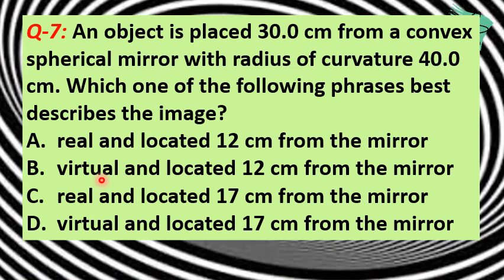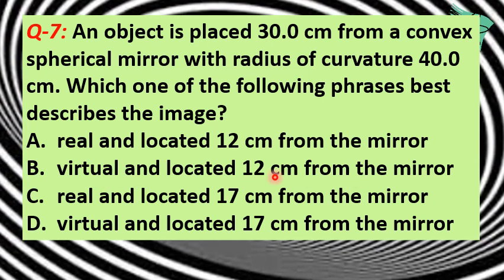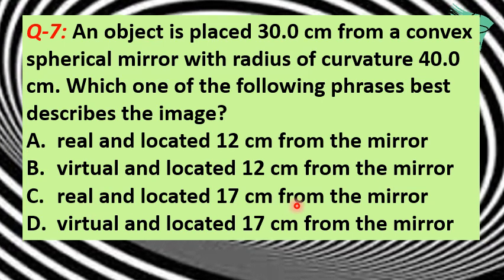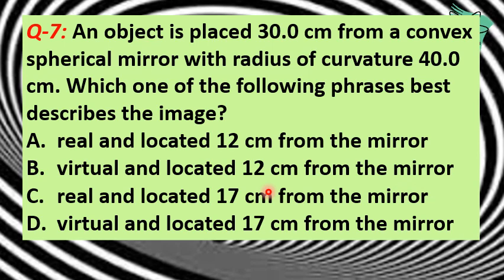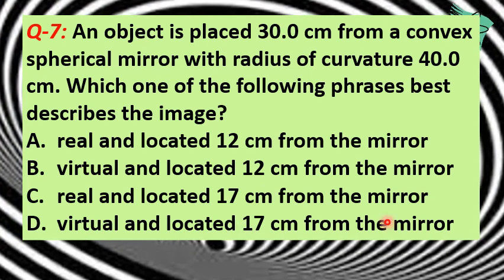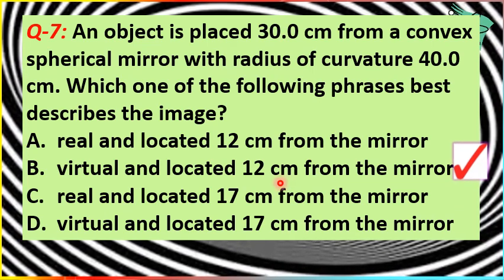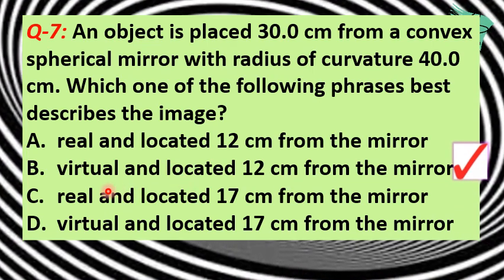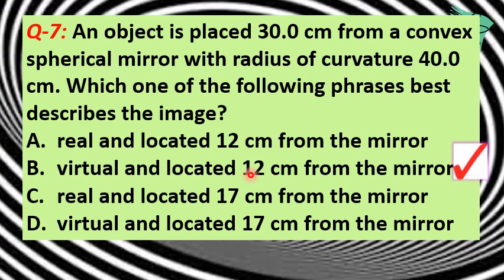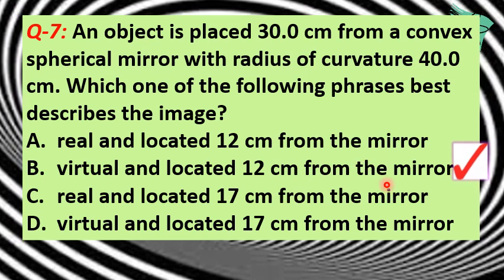Option letter B, virtual and located 12 centimeters from the mirror. Option letter C, real and located 17 centimeters from the mirror. And option letter D, virtual and located 17 centimeters from the mirror. The correct answer is option letter B. All right. The image is virtual and located 12 centimeters from the mirror.